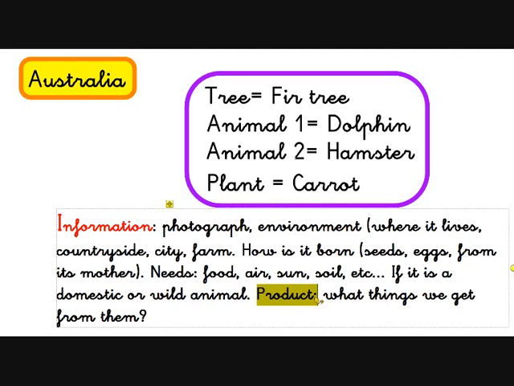Also, we need to know what type of products we get from these living things. For example, wood from the tree, or meat from some animals, or air from the plants. Remember? Okay, so these are the examples of what we need to look for.